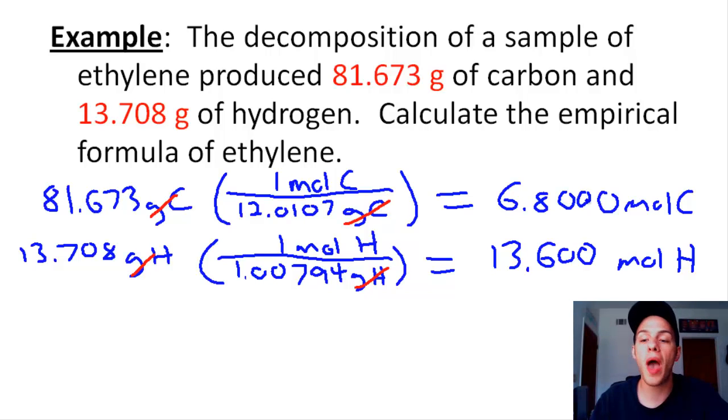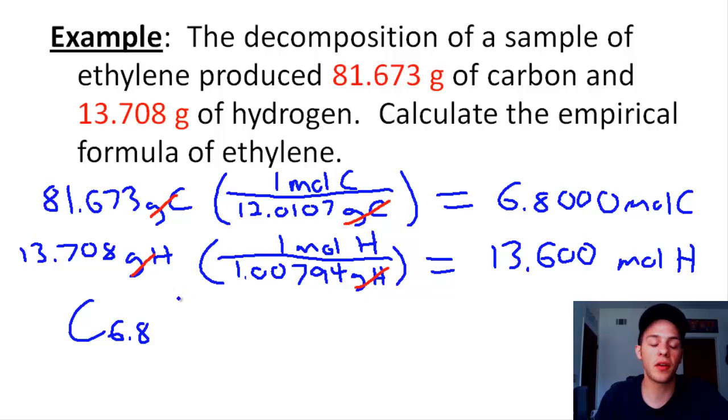Now we have the relative amounts of carbon and hydrogen in our sample. So what I'm going to do is write what's called a pseudo formula: C6.8 H13.6. This isn't our actual formula. This is what we call a pseudo formula, and it's going to help us get our real empirical formula.